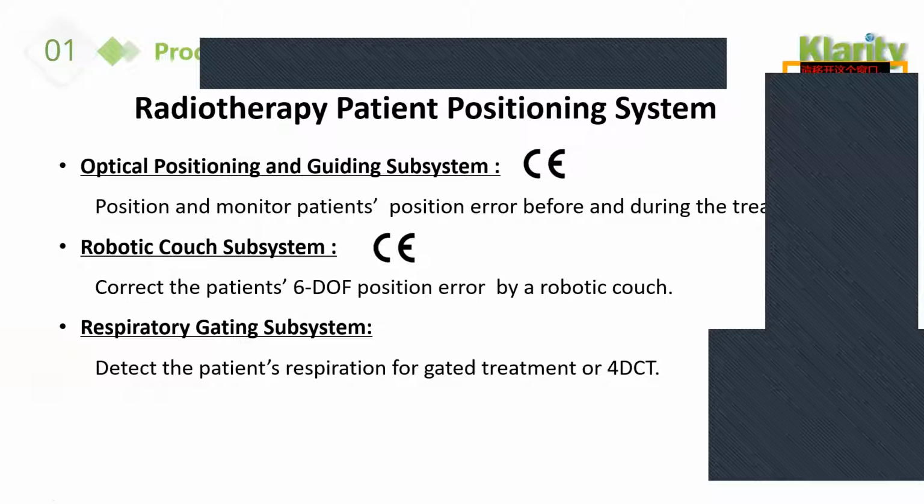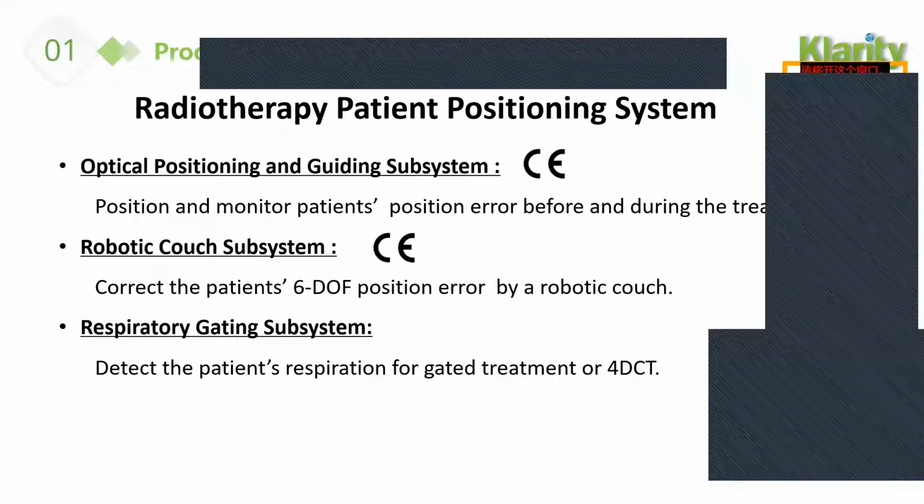So the product name is Vedio Therapy Patient Positioning System. And this system includes 3 subsystems. The first one is the optical positioning and guiding subsystem. This subsystem can position and monitor the patient's position area before and during the treatment.